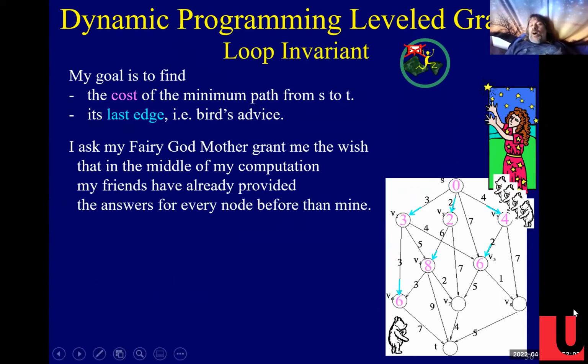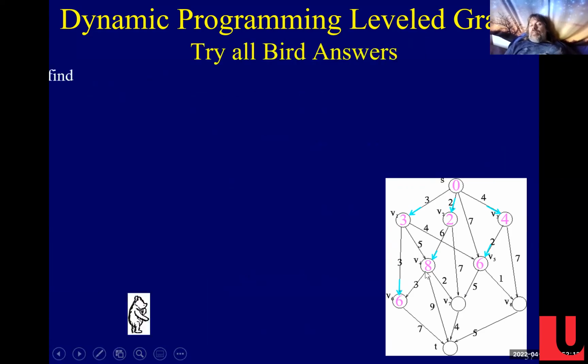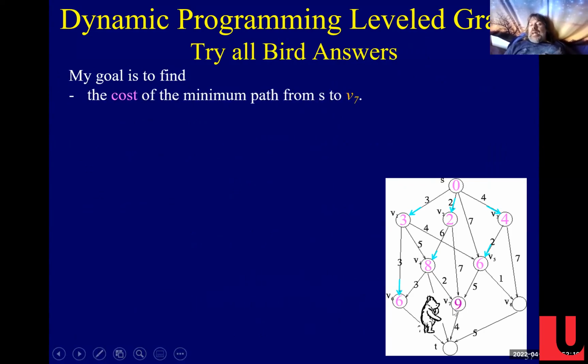So suppose we've already answered all of these ones. We know what the shortest path from S to each of these nodes is and what its cost is. So then we fill in the next one. And how do we fill it in? Well, there's going to be a bunch of things to try.